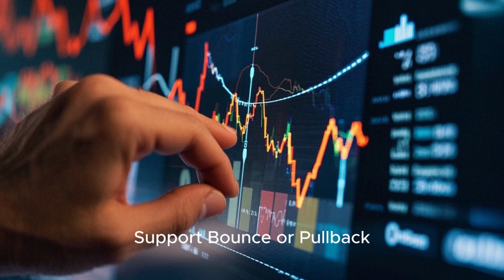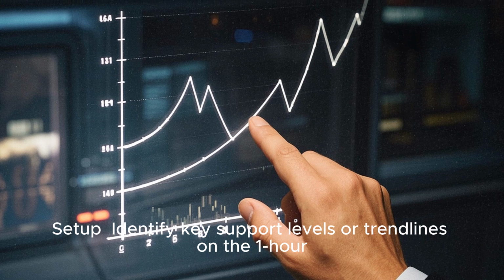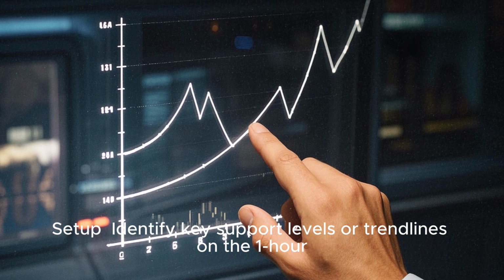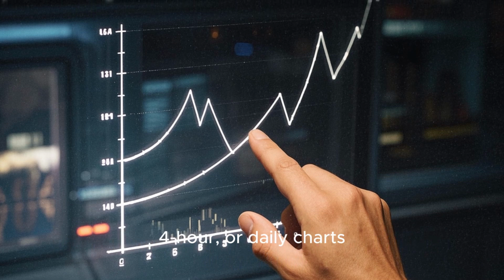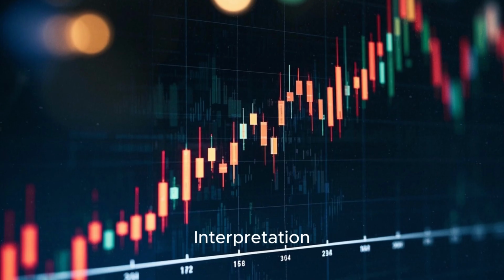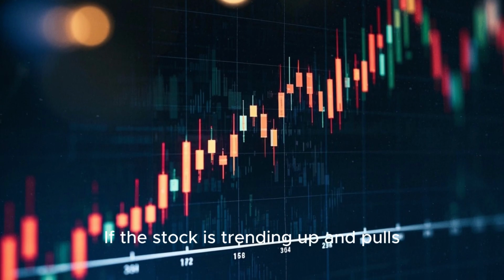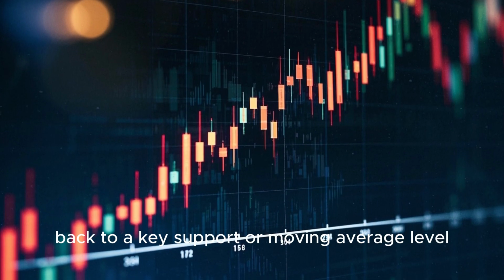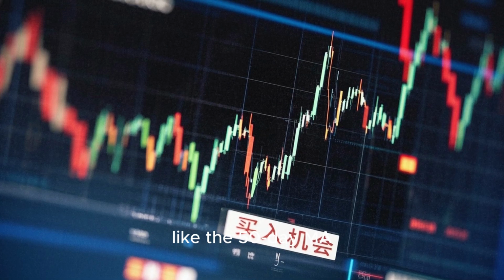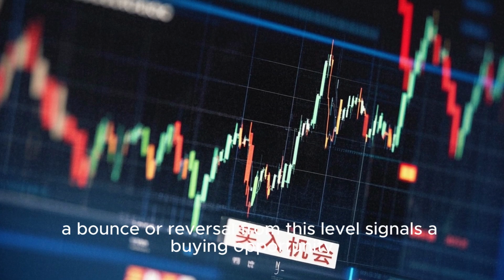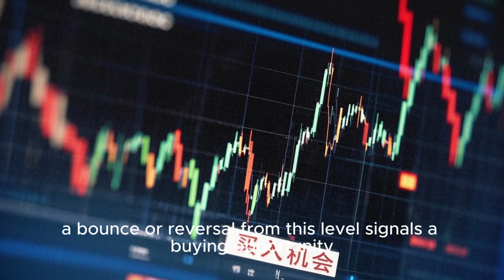Support bounce or pullback. Setup: identify key support levels or trend lines on the 1-hour, 4-hour, or daily charts. Interpretation: if the stock is trending up and pulls back to a key support or moving average level like the 50-day MA, a bounce or reversal from this level signals a buying opportunity.